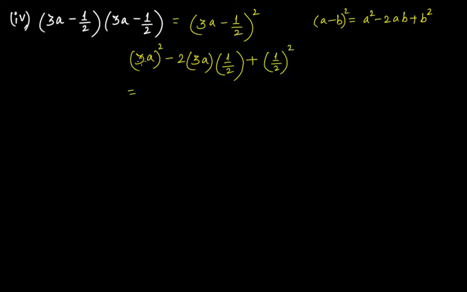This is 3a multiplied by 3a, that is 9a squared, then minus 2 multiplied by 3 is 6, and 6 multiplied by 1 by 2 is 3, right? 6 multiplied by 1 by 2 is actually 3. So this is 3a, and then plus 1 by 2 whole squared means 1 by 4.